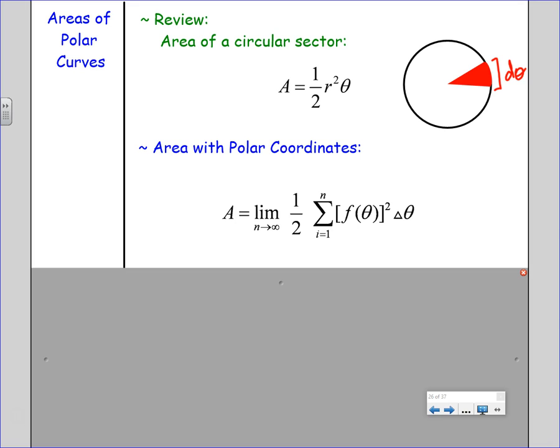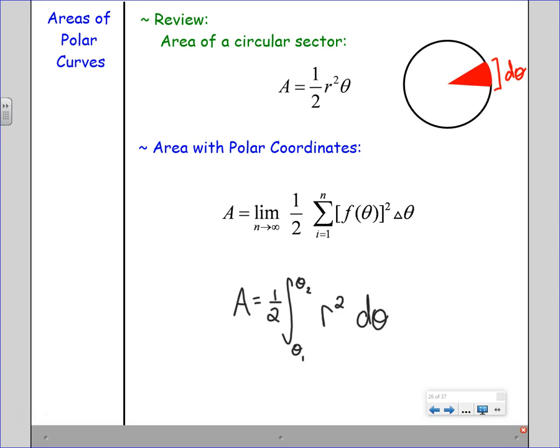And the area of a circular sector formula is 1/2 r squared theta, where r is the radius, theta is obviously the angle of rotation that's being covered. But for our purposes, r is going to have a function attached to it, right? So then even though that's the Riemann sum definition, the actual integral is going to be A equals 1/2 times the integral from theta 1 to theta 2 of r squared d theta.